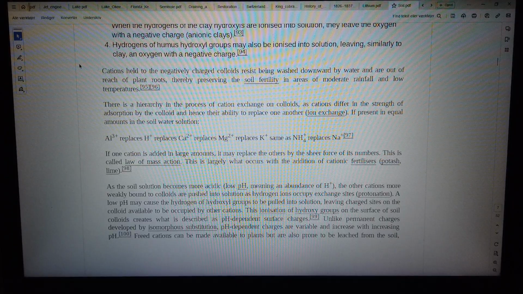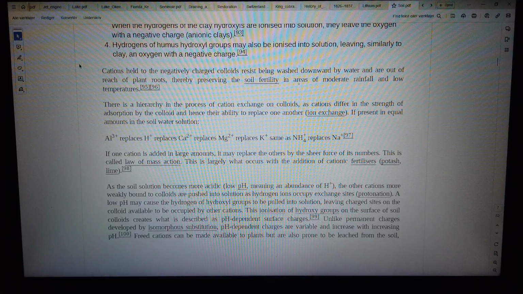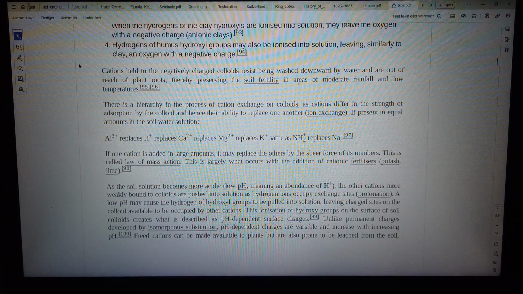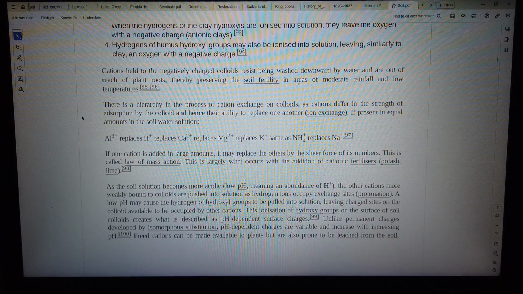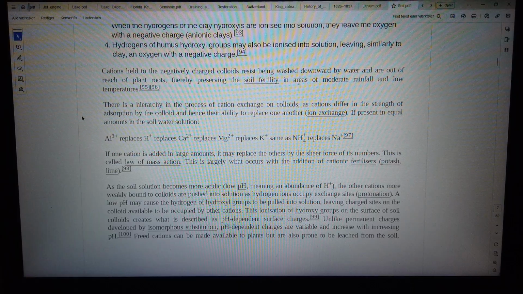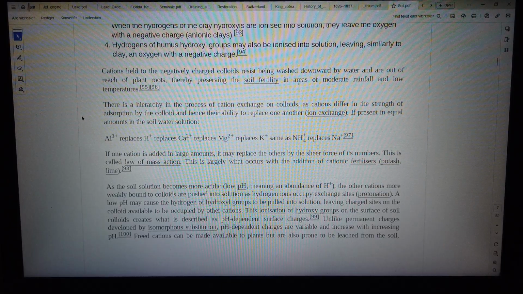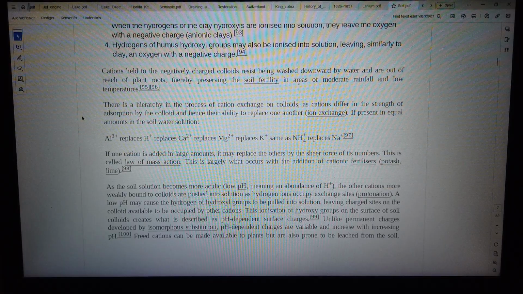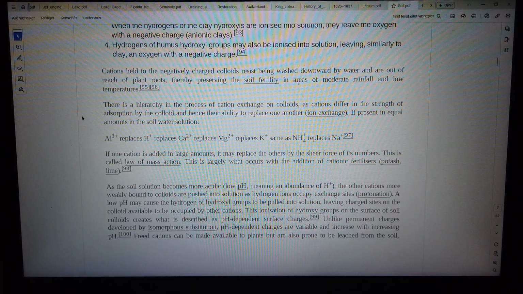more weakly bound to colloids are pushed into solution as hydrogen ions occupy exchange sites. Protonation. A low pH may cause the hydrogen of hydroxyl groups to be pulled into solution, leaving charged sites on the colloid available to be occupied by other cations. This ionization of hydroxy groups on the surface of soil colloids creates what is described as pH-dependent surface charges. 99. Unlike permanent charges developed by isomorphous substitution, pH-dependent charges are variable and increase with increasing pH.